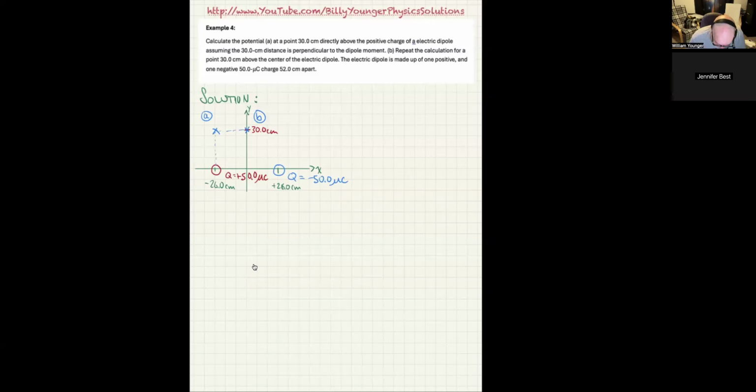So what we know here, because the math has been worked out, since this is 26 centimeters from the origin to the negative charge, and since it's 26 centimeters from the origin to the positive charge, then we happen to know that this distance is 60 centimeters, and this distance is 40 centimeters. So that'll help us as well. So starting with part A, we want to compute the electric potential at point A.